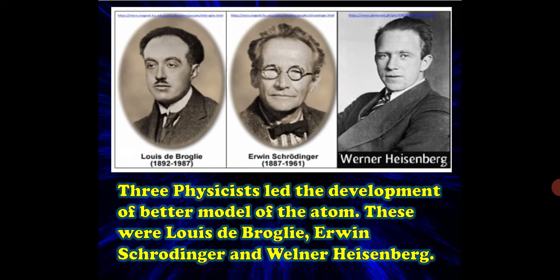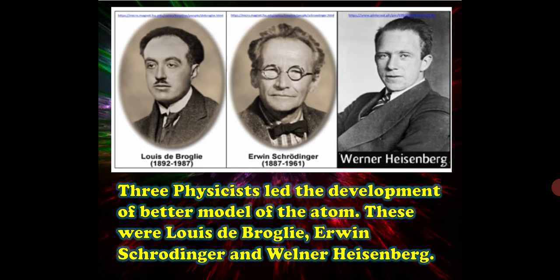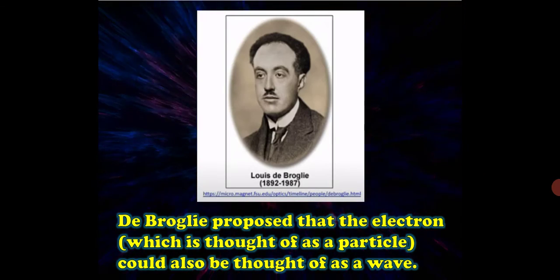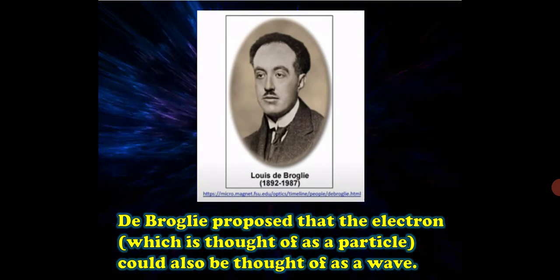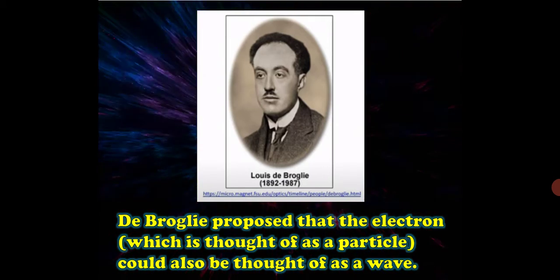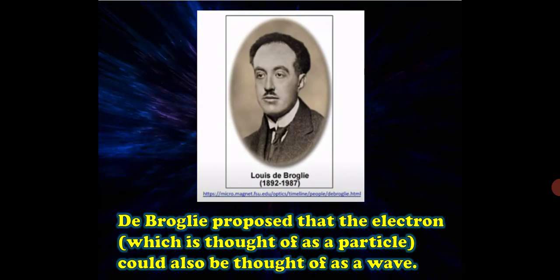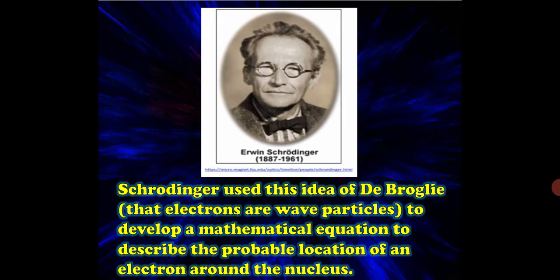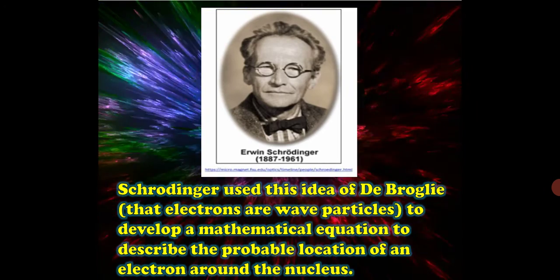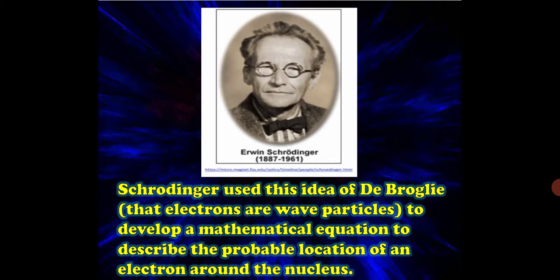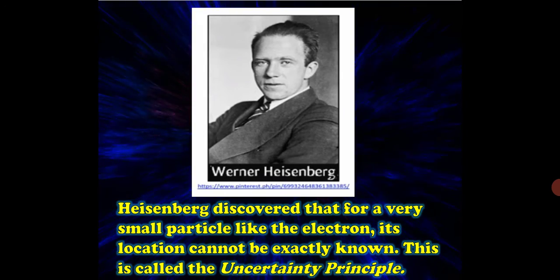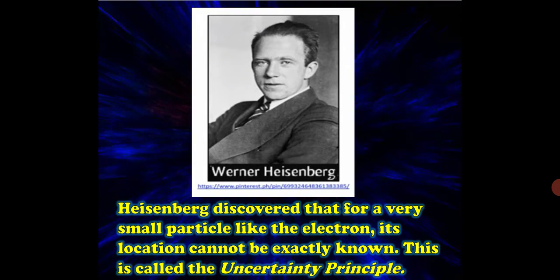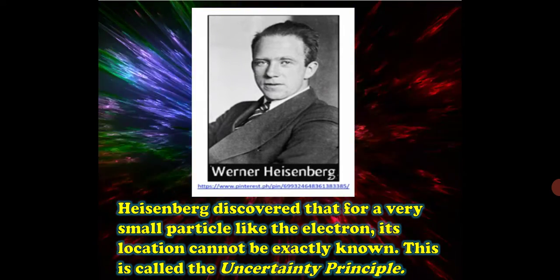Three physicists led the development of better models of the atom. These were Louis de Broglie, Erwin Schrödinger, and Werner Heisenberg. De Broglie proposed that the electron, which is thought of as a particle, could also be thought of as a wave. Schrödinger used this idea of de Broglie that electrons are wave particles to develop a mathematical equation to describe the probable location of an electron around the nucleus. Heisenberg discovered that for a very small particle like the electron, its location cannot be exactly known. This is called the uncertainty principle.